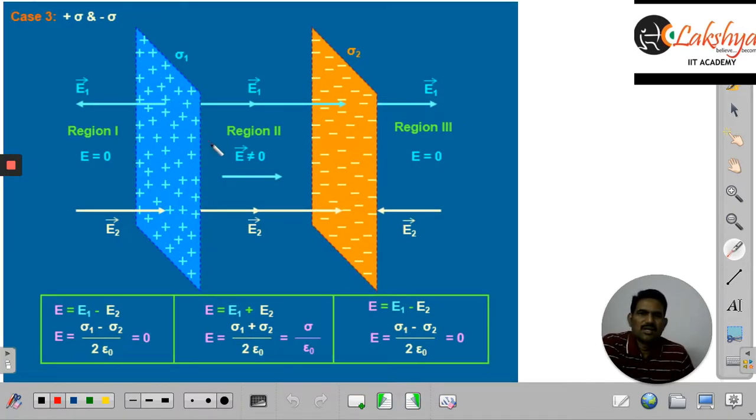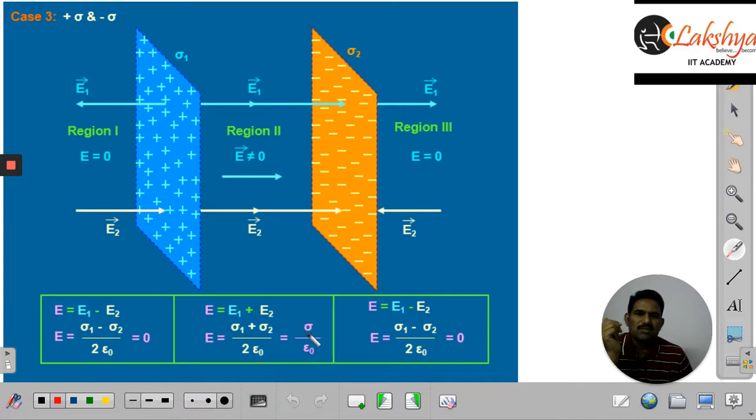Now let us take the case where both are oppositely charged and both have the same charge density. That means plus sigma and minus sigma; previously sigma 1 and sigma 2, now they are equal. In this case both are equal and opposite, so the electric field in this region will be 0. Similarly in this region they are opposite to each other, so no electric field will be there, and the net electric field will be 0 in this region also. So only in this region will a net electric field be there.